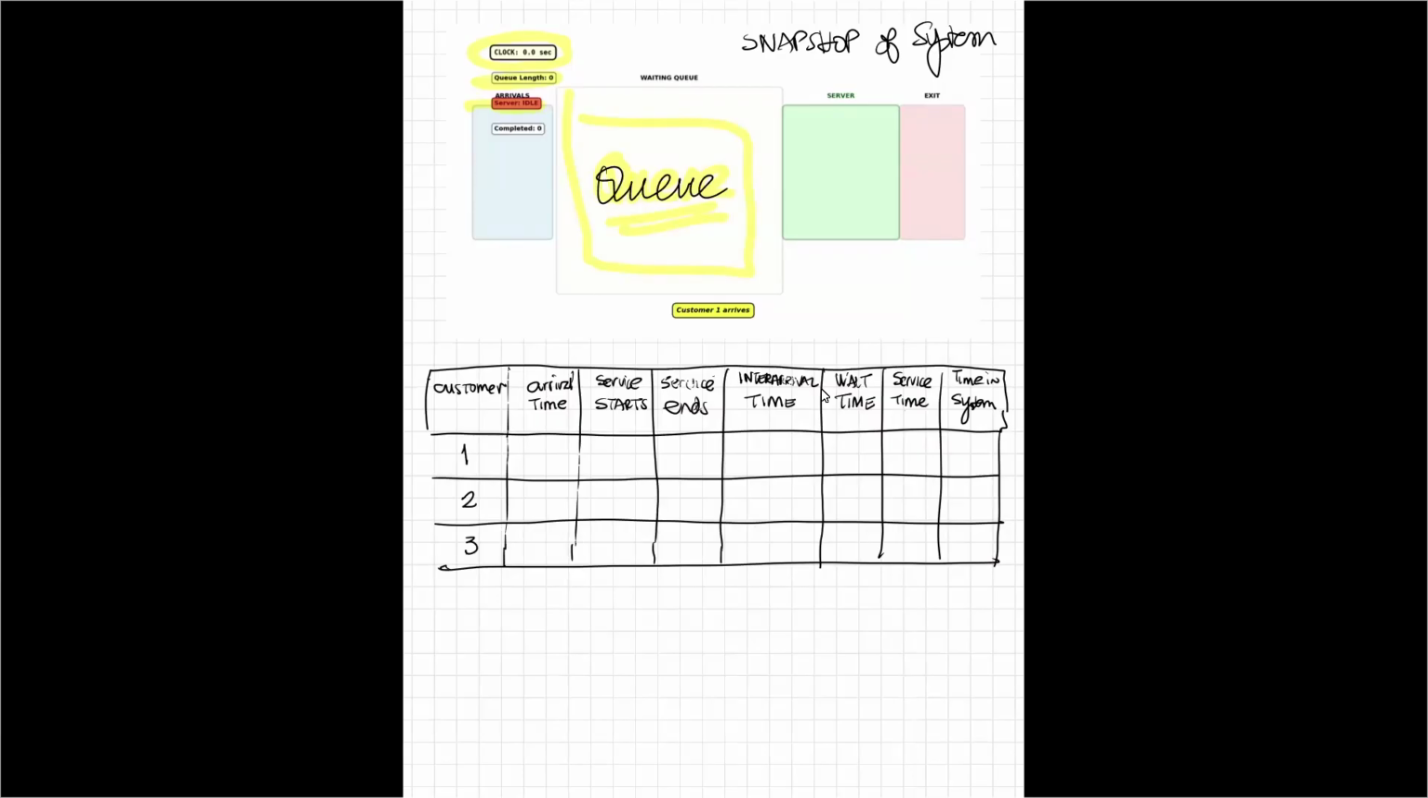And we need to document what happens. What do we know about customer 1? Customer 1 arrived at time 0. Okay, so these frames that you see here, these cards, are snapshots of the system that you will get with me anytime the system moves, anytime something happens in the system. So let's track customer 1. Customer 1 just arrived, and I'm going to switch to page 2.